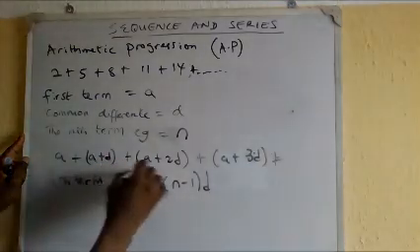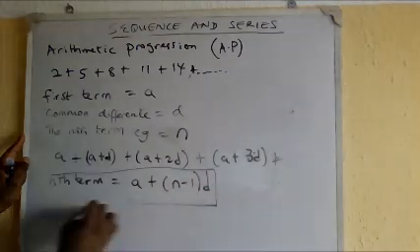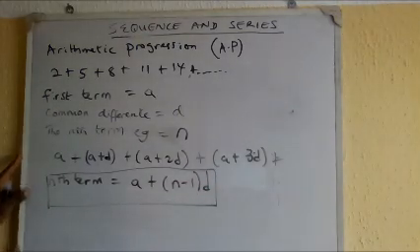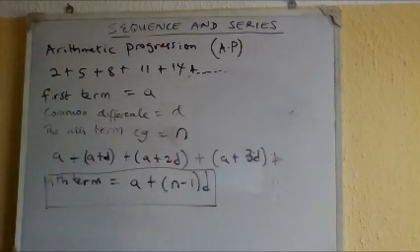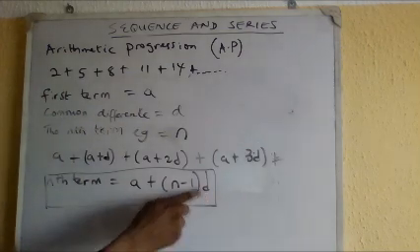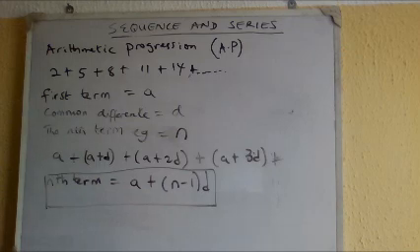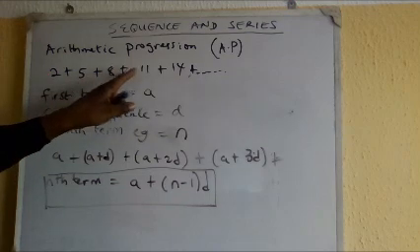Please note this, very, very important. Let me box it. The nth term, where a is the first term, n is the number of terms that you are considering, because you specify it, and d is the common difference. So they say you should find the nth term. For instance, in this series, I have 1, 2, 3, 4, 5.